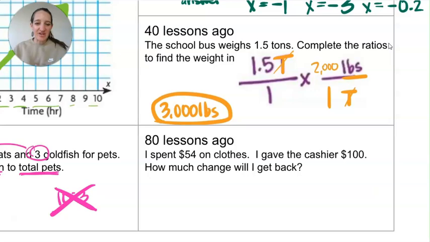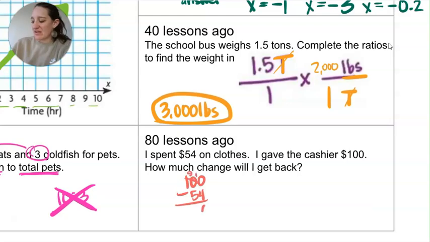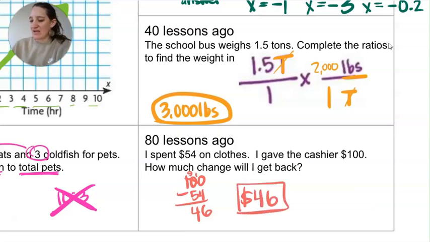I spent $54 on clothes. I gave the cashier $100. How much change will I get back? Oh, how do I solve this one? If I'm buying something, buying clothes, I give them money, they'll give some back, right? So it's a subtraction problem. So I need to go 100 subtract 54. I'm going to regroup right here and get 46. I will get $46 back.